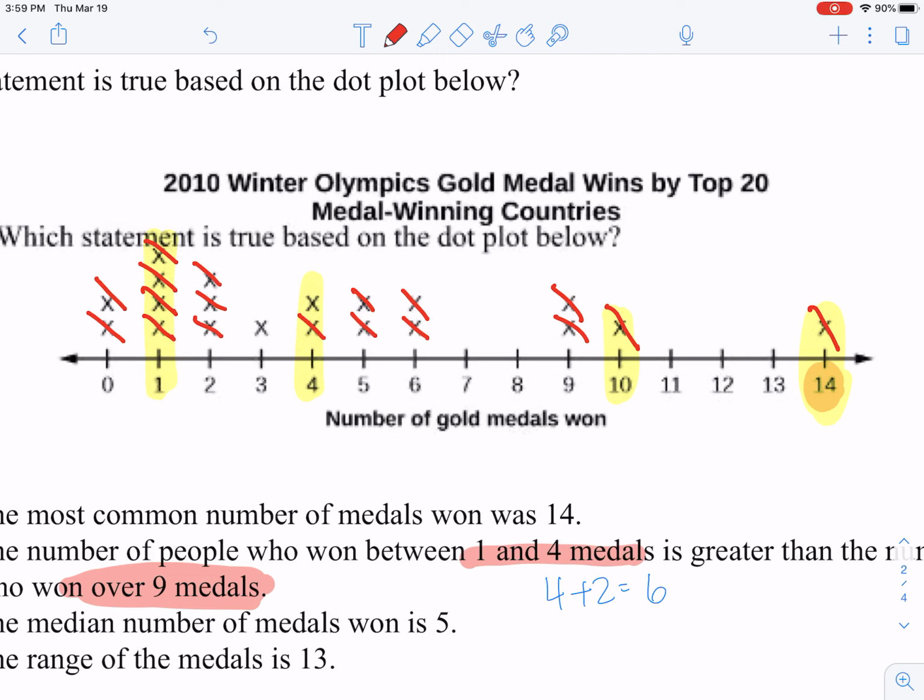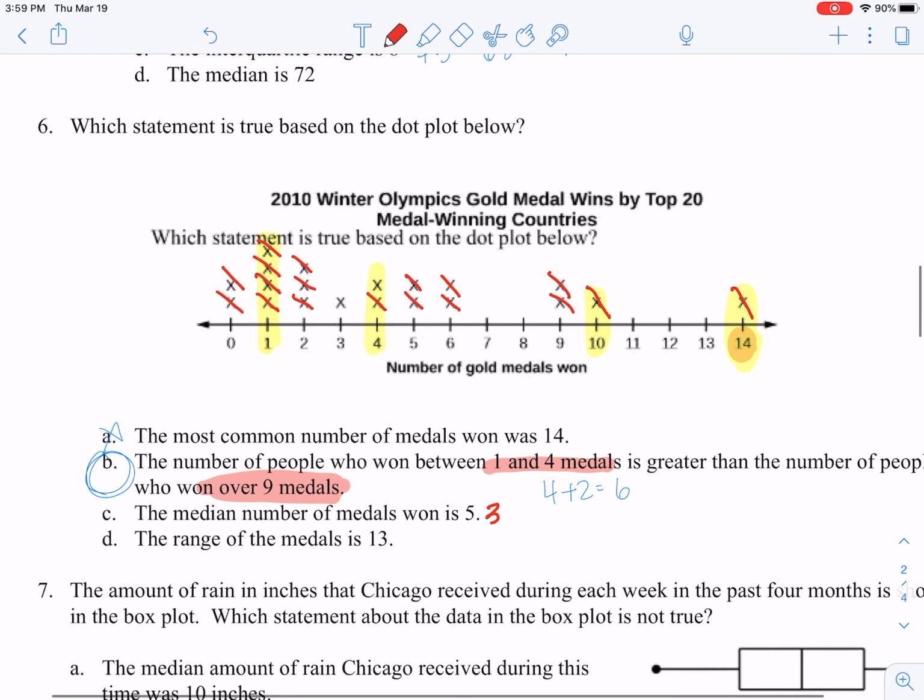So that's telling you it's the middle number in between 3 and 4, because we did not end up with one number. So we don't have a middle number right away. We have two numbers and we have to find the middle number of those two numbers. And in the middle of 3 and 4 would be 3.5, and that is nowhere near 5. So we definitely see that C is not true.